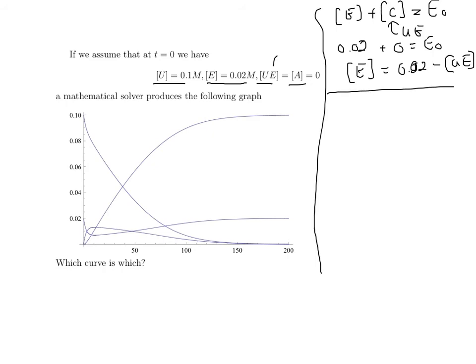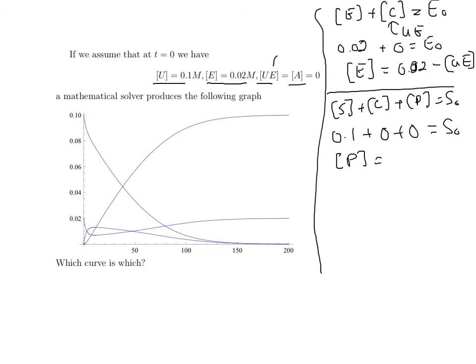Similarly, we said that if we have our substrate, plus the substrate bound to our enzyme, which is our complex, plus the converted substrate or product, that also is constant. Initially we have 0.1 moles of substrate, no complex, no product, and so that's S0. So our product can be thought of as being 0.1 minus S minus UE. And S here would be our U. I should make that U.